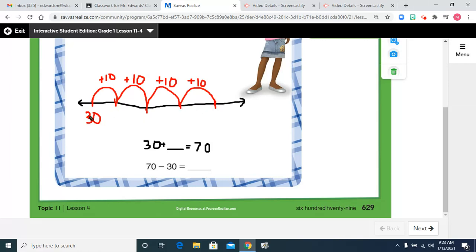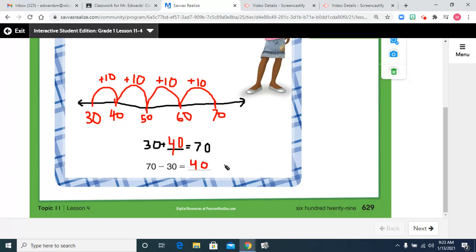When we're counting by tens, what comes after 30? We said 40, then 50, then 60, and 70. Now let's count up these tens to see how many hops we took. 10, 20, 30, 40. So it took 40 to get to 70. So 30 plus 40 equals 70. So now we know that 70 minus 30 equals 40.